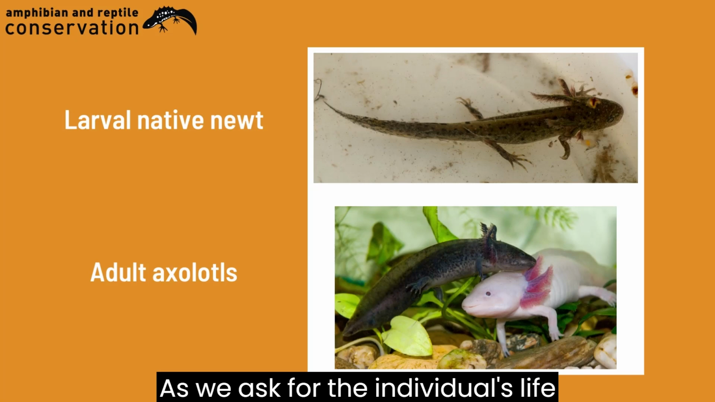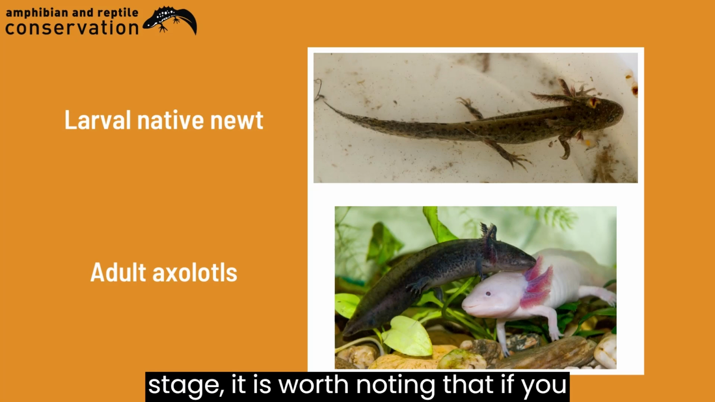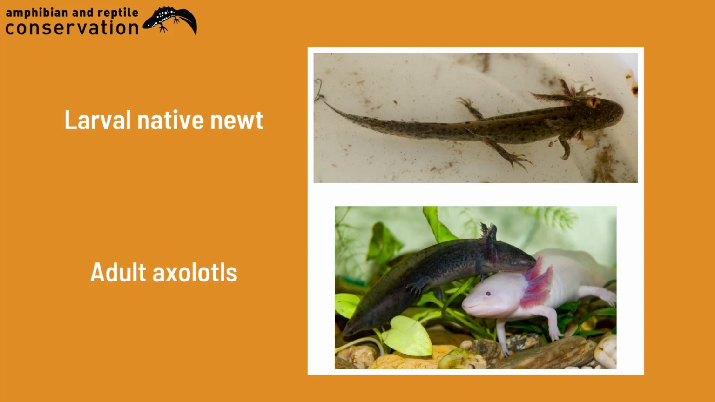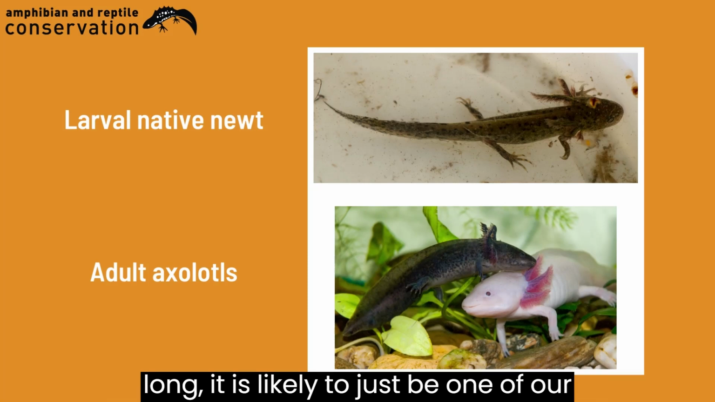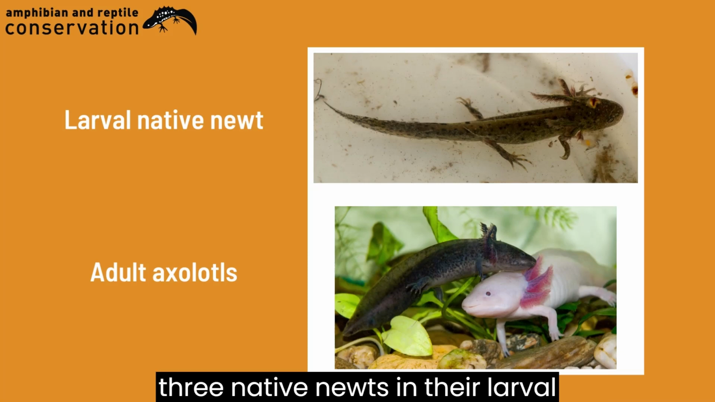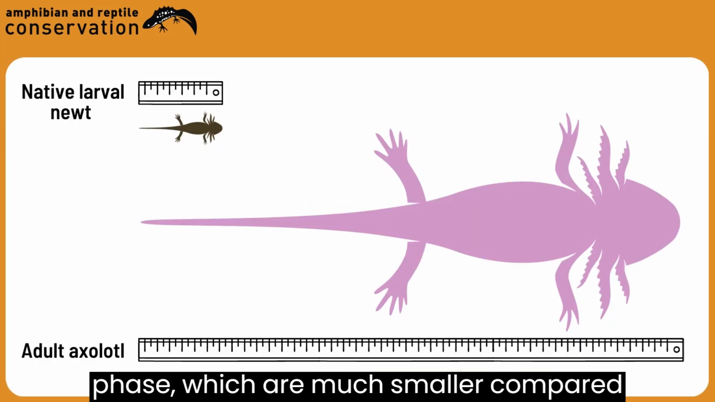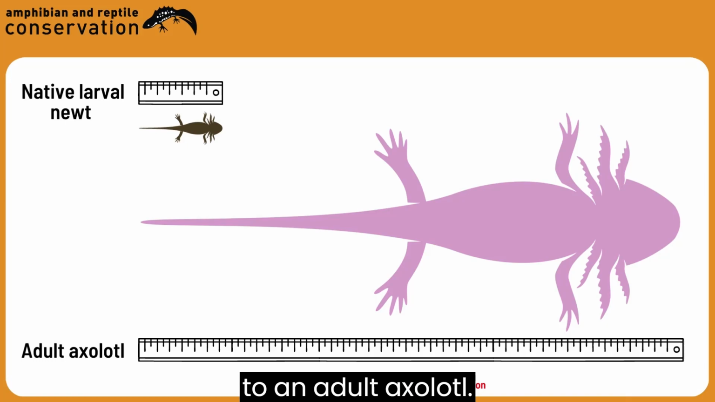As we ask for the individual's life stage, it is worth noting that if you believe you may have found an axolotl, which is an amphibian species native to Mexico and can grow to 45 centimeters long, it is likely to just be one of our 3 native newts in their larval phase, which are much smaller compared to an adult axolotl.